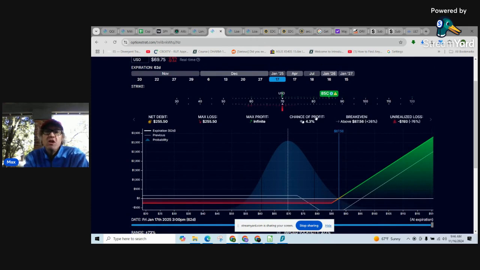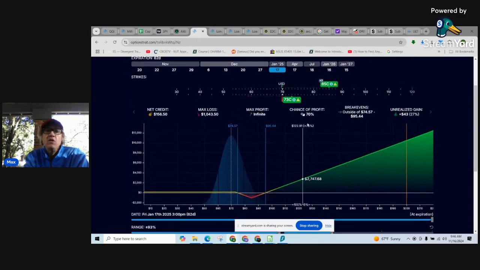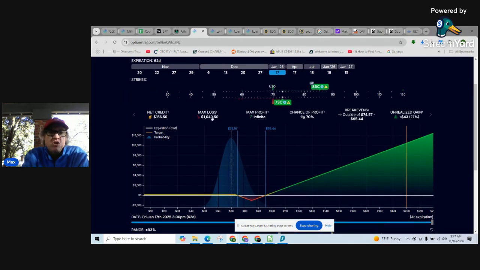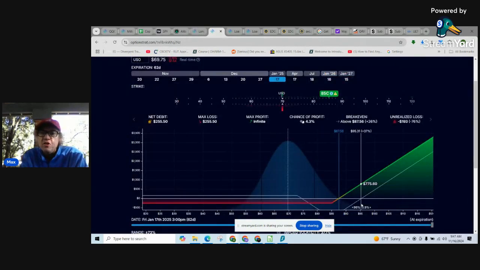So let's look at this trade's chance of profit, 4.3%. Okay, we'll look at this trade's chance of profit, 70%. I prefer to do it this way. It's not without problems, though. You have to have $1,000 to do it this way, because the max loss, the bottom of the valley of death, is $1,000. Now, you don't lose that much every time, but they're going to make sure you have the ability to lose that much. So you have to have more money to put on the back spread rather than just to buy the option. You could just buy the option. It's basically the same thing.